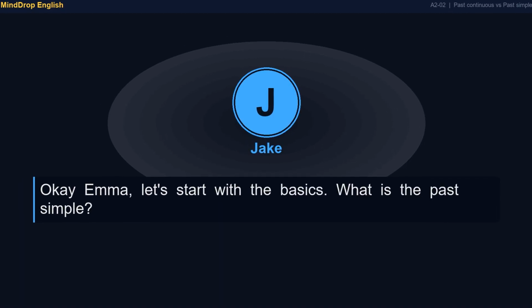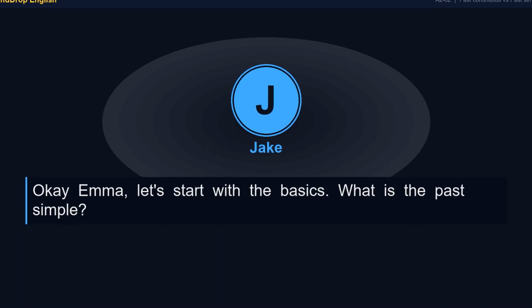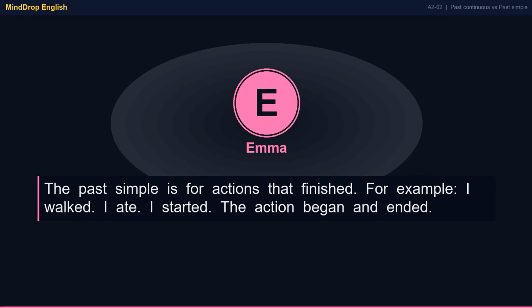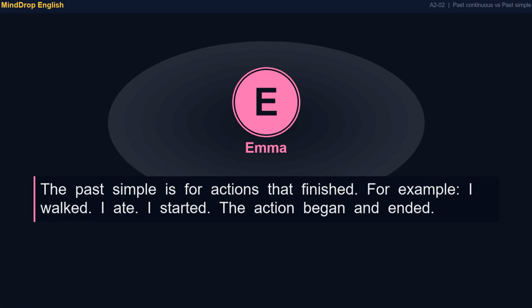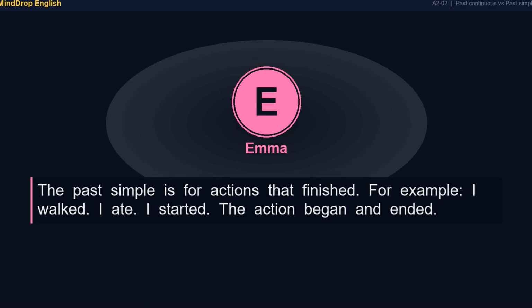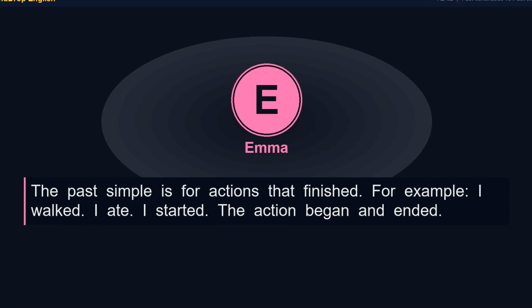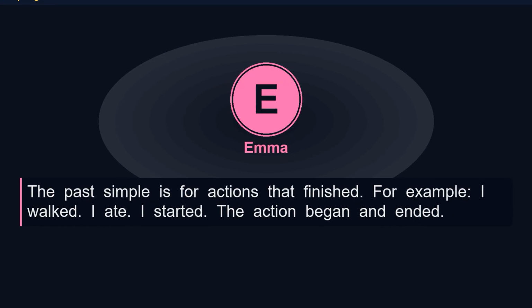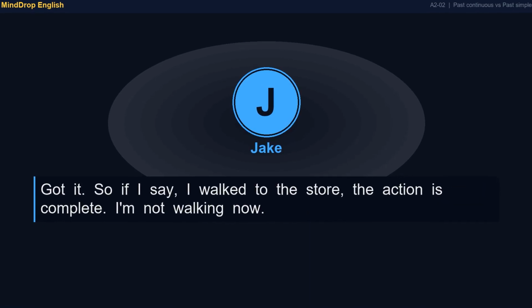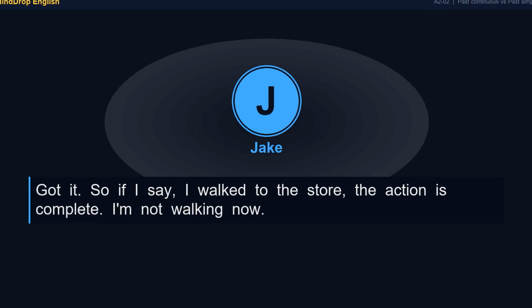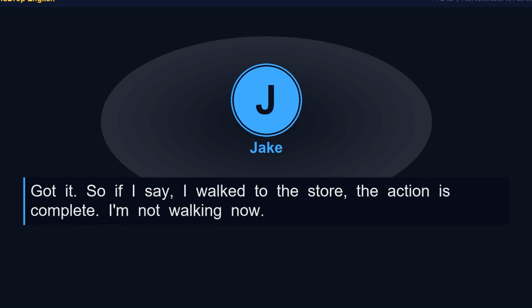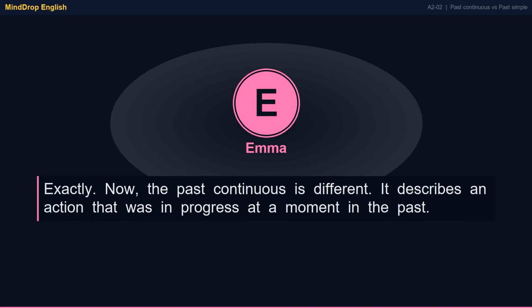Okay, Emma, let's start with the basics. What is the past simple? The past simple is for actions that finished. For example, I walked. I ate. I started. The action began and ended. Got it. So if I say, I walked to the store, the action is complete. I'm not walking now. Exactly.